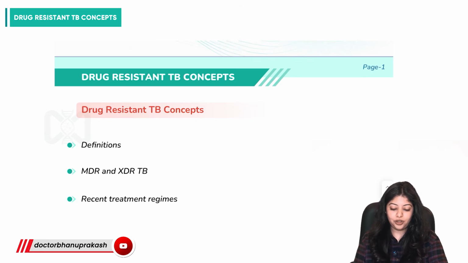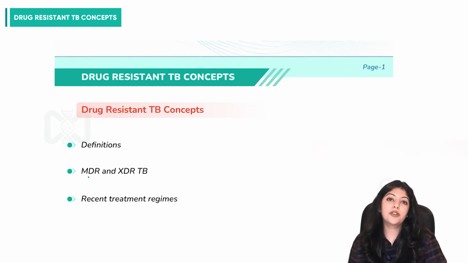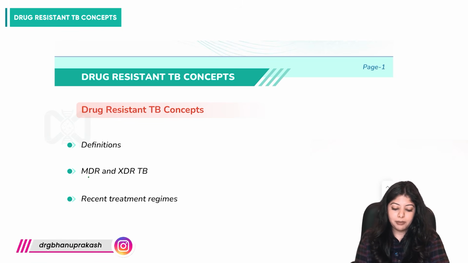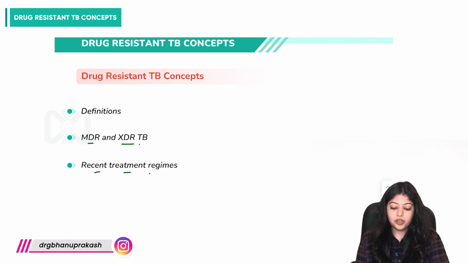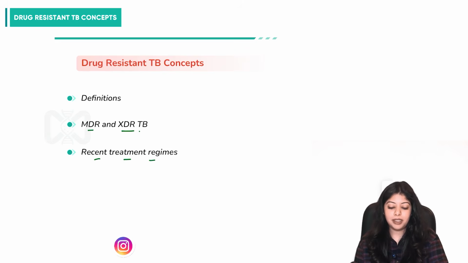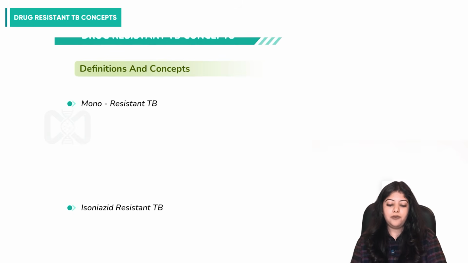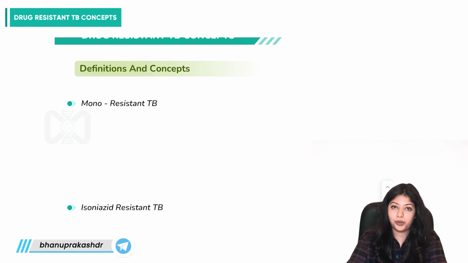And for this session, we will firstly be talking about all the definitions which are associated with drug-resistant TB. Then we'll be discussing MDR and XDR-TB majorly, and all the recent treatment regimens which are included in the national TB guidelines. So coming to the definitions, we first need to know all the resistance patterns and all the types of resistance which are seen in patients infected with tuberculosis.